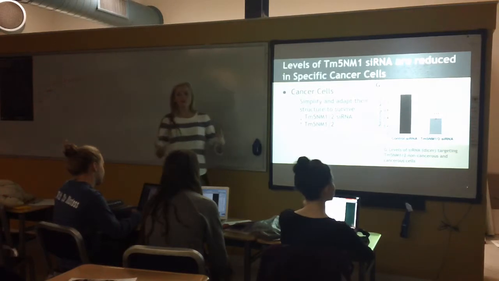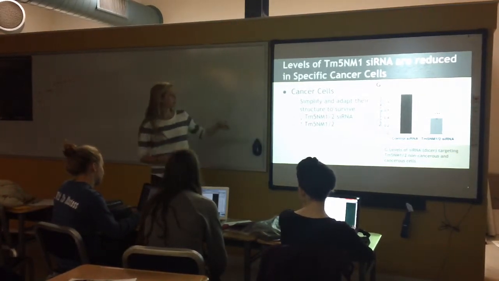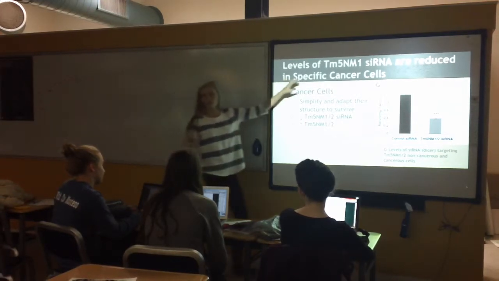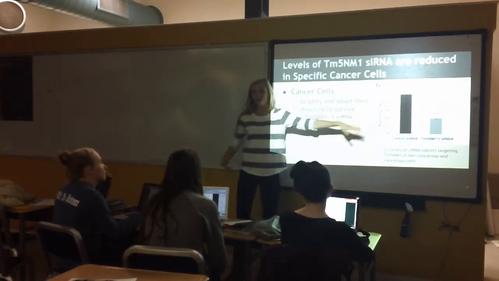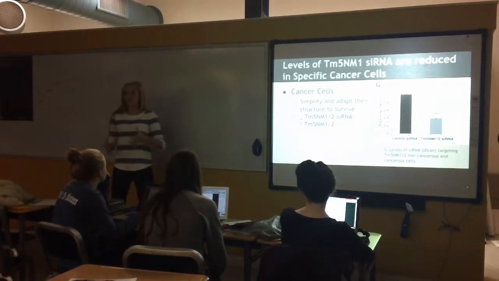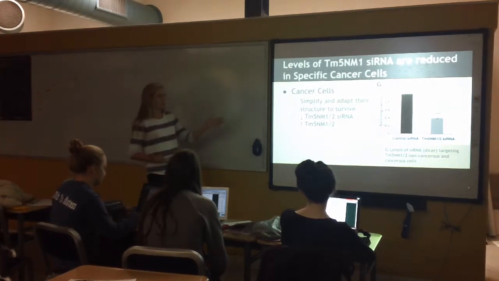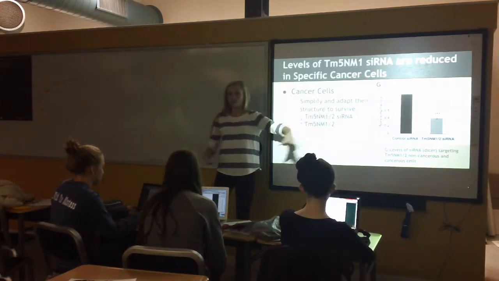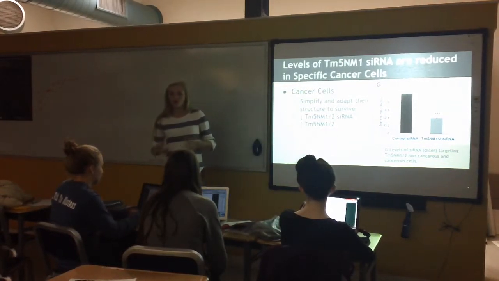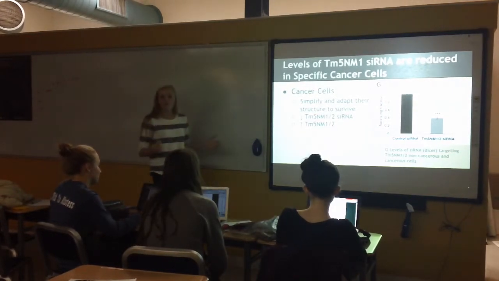Okay, so we know that tropomyosin has many different isoforms, and the main one that we're focusing on is TM5NM1. So why do cancer cells have more? Well, as cancer cells simplify and adapt their structures, they become heavily dependent on tropomyosin, particularly this isoform. So it acts as a building block or main structure of the cytoskeleton. So how do they do this?